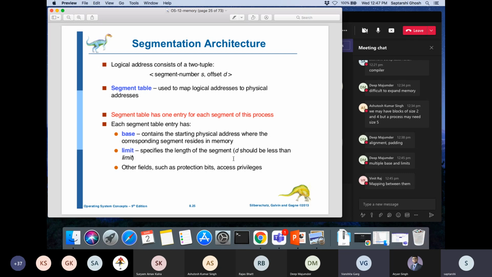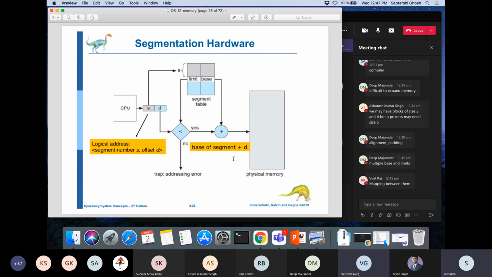for every, earlier we had one base and one limit because the whole structure, the whole allocated memory was contiguous. Now we are saying segments can be spread out over the memory. Therefore, for every segment, we need a base and a limit. Right? We are grouping them into a segment table. So this picture would make things clear.